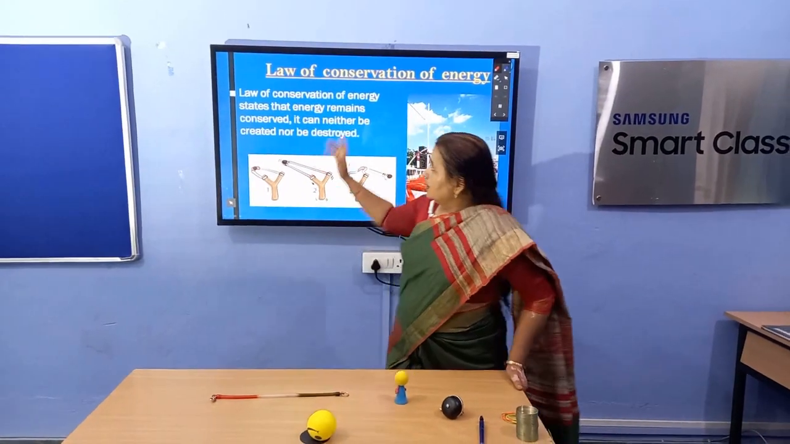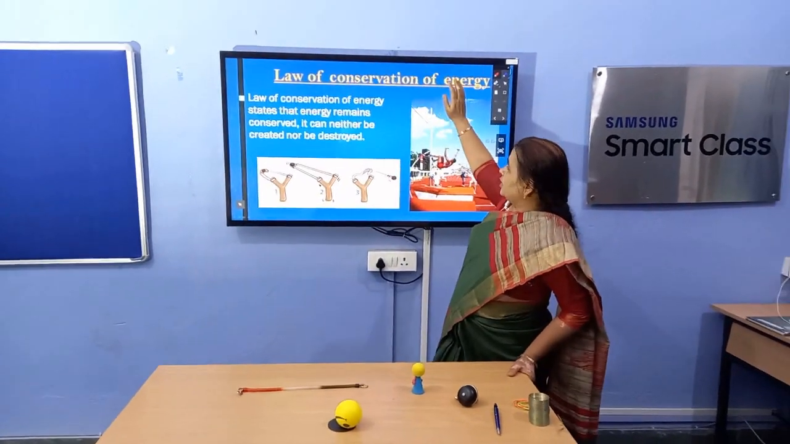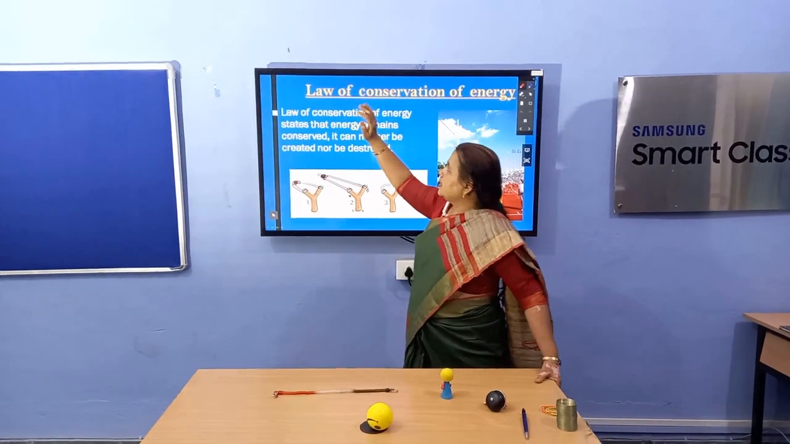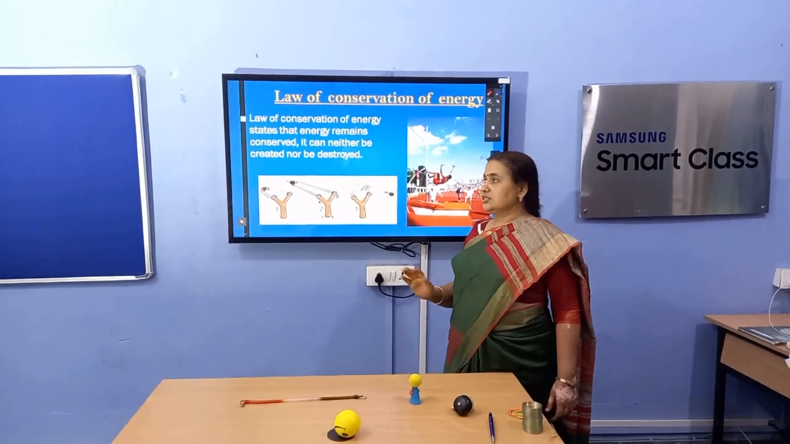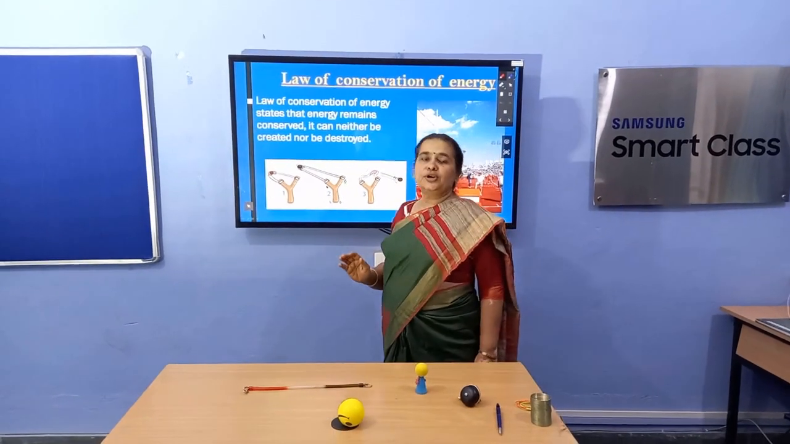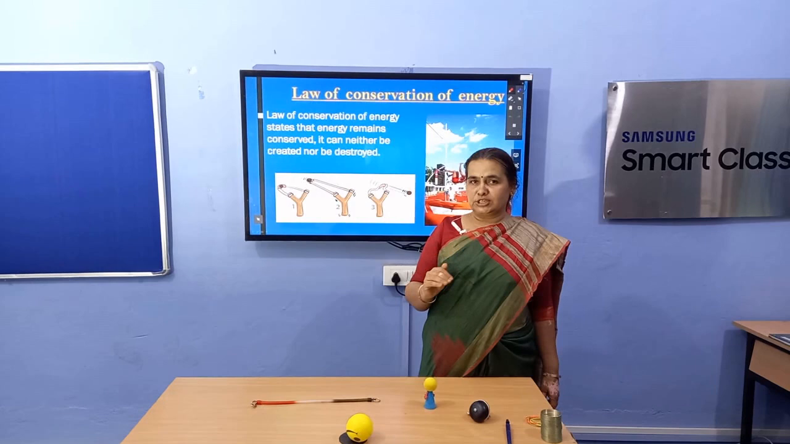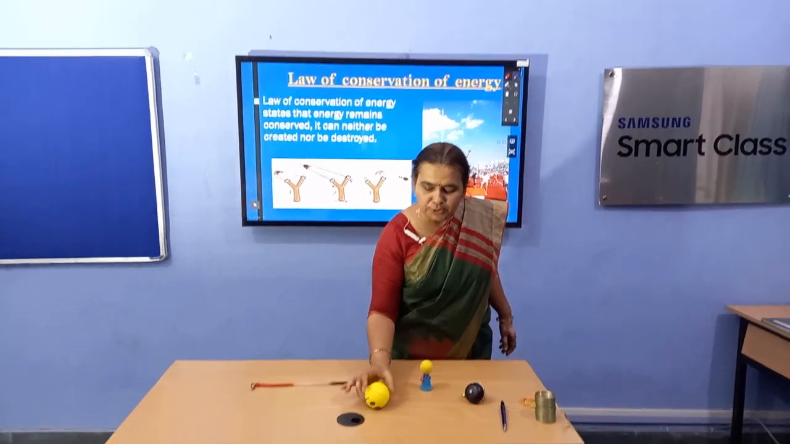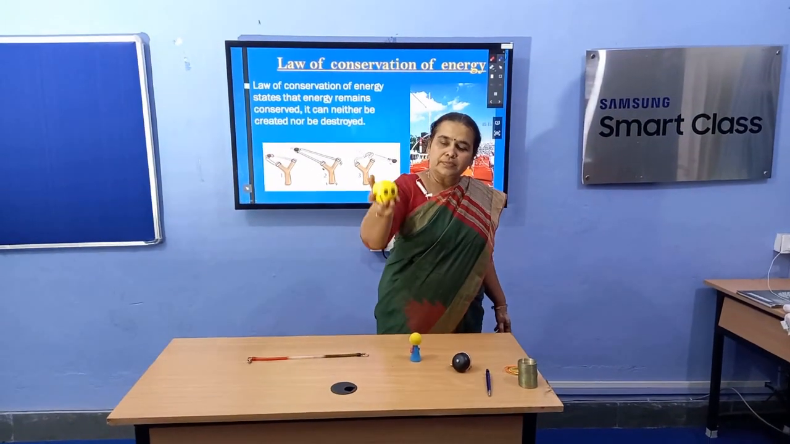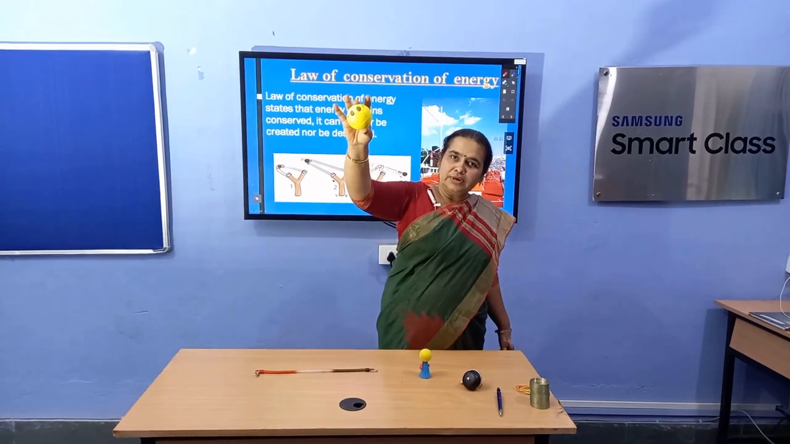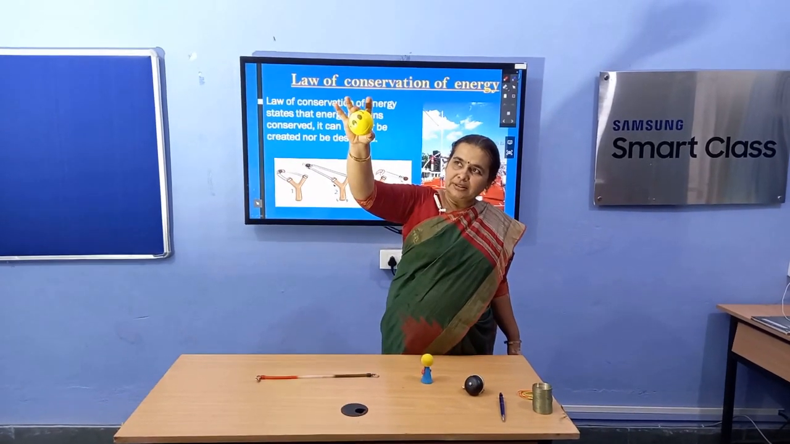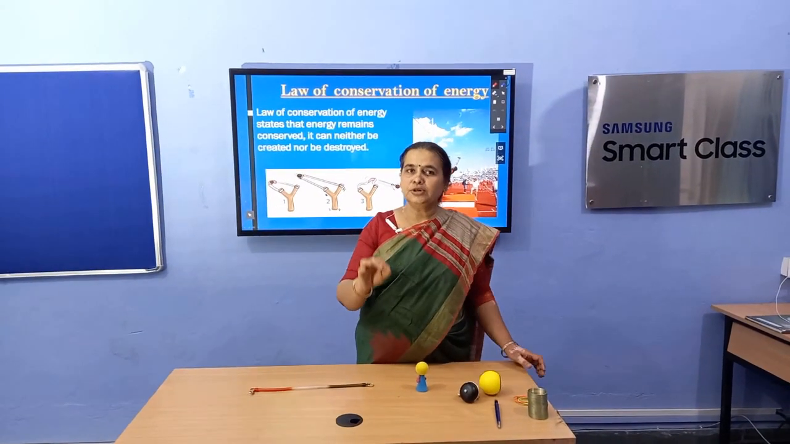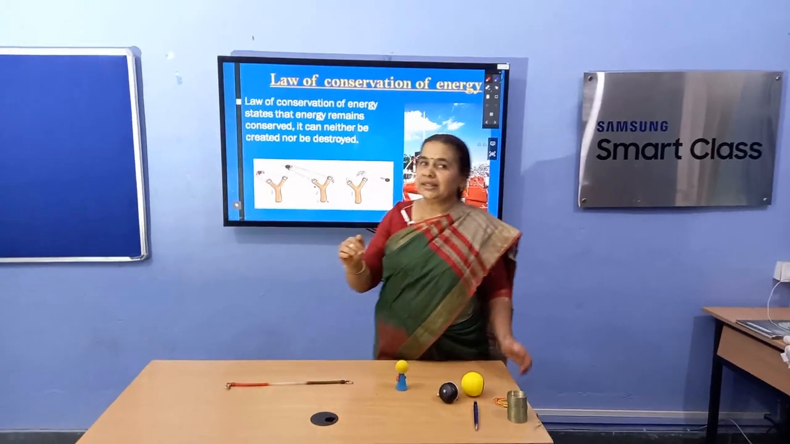And according to the law of conservation of energy, we have a statement that it states that energy remains conserved, meaning constant. It can neither be created nor be destroyed, but it can be transformed from one form to another. The simplest transformations: I am doing work on this ball. This work gets converted into gravitational potential energy. Then it converts into kinetic energy of the ball. This is a simple conversion of work to gravitational potential energy and then to kinetic energy.